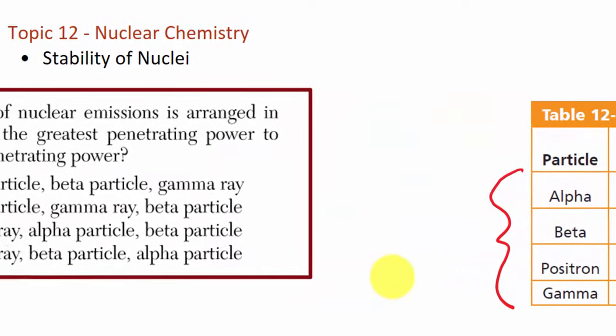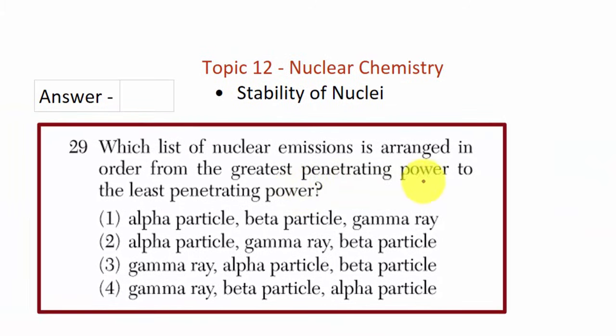So if we're going to make our list in order from the greatest penetrating power to the least penetrating power, we have to start with the greatest, which is gamma rays. So 1 and 2 are out. We have to end with the one that has the least penetrating power, the alpha particle. So our answer is 4.